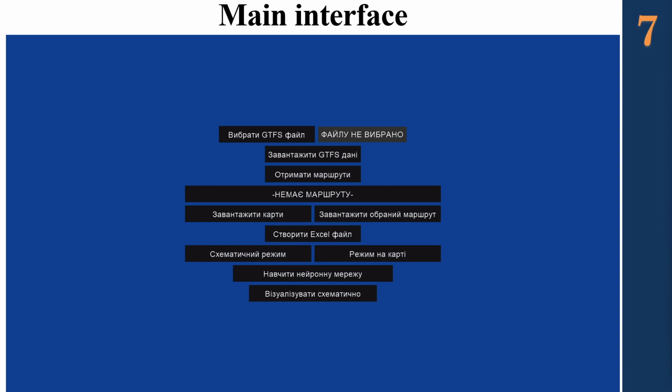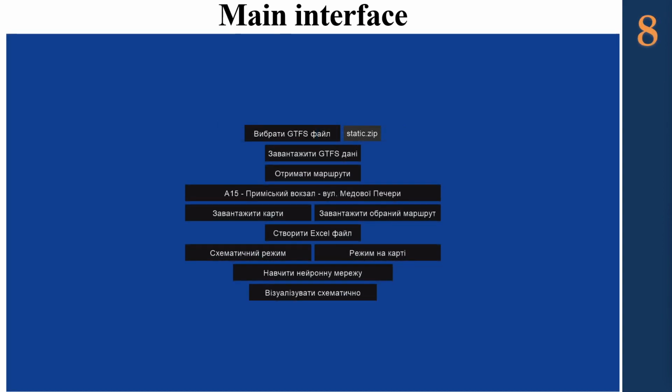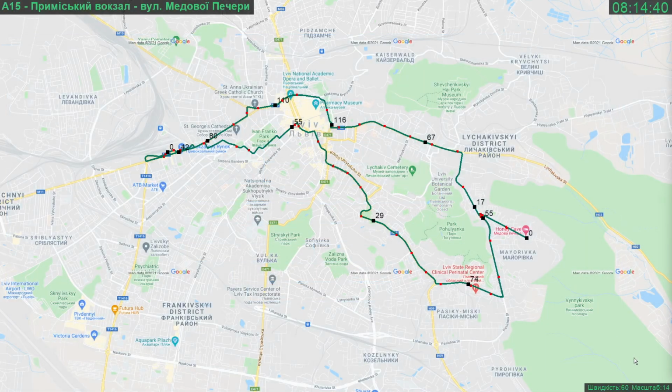To select a route, click on the Get Route button and select the desired route from the list that will appear. This is the view of the interface after successfully selecting a route. The On the Map button will start working in map mode. The Schematic Mode button will start working in schematic mode. After training the neural network, the visualization schematic button will display the result.